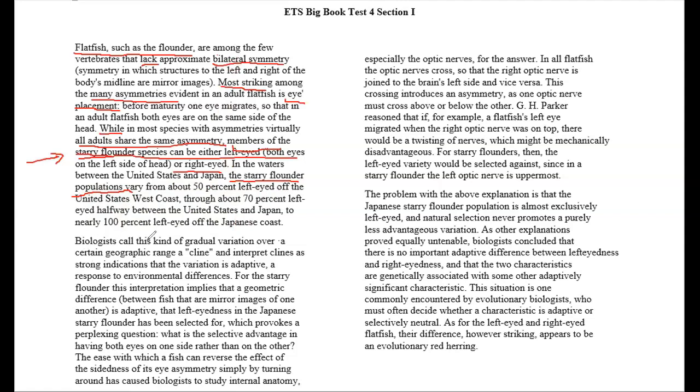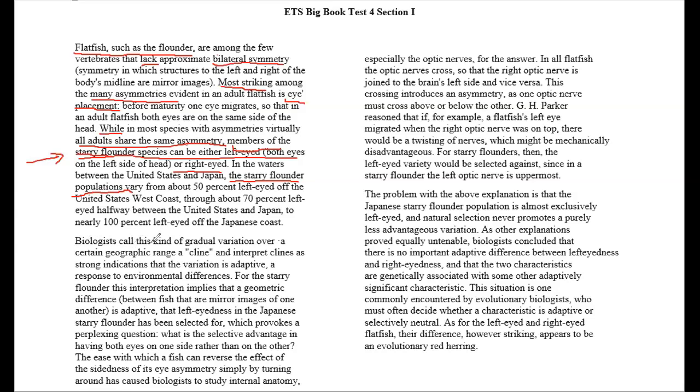Biologists call this kind of gradual variation over a certain geographical range a cline. Okay. So now we are reading the word biologists here. So let's understand that the first para was kind of an introduction. The first para has talked about flatfishes being asymmetrical. Then the starry flounder species, which is again different from the normal flatfishes. All right. And then the second para is now talking about biologists.